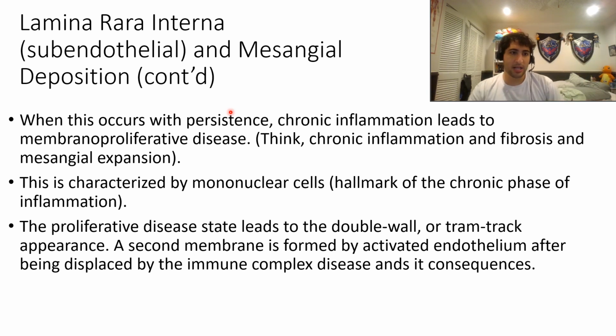And you'll see mononuclear cells. On the last slide, you saw a polymorphonucleocyte. But what you'll see later on, especially later on, is going to be mononuclear cells. And we'll see how it's going to be a bit different on the next one. So this state, when you've had non-stop mesangial expansion for a prolonged period of time, with lots of inflammation and fibrosis, what happens is that a second membrane is formed by the activated endothelium. So you have immune complex disease that displaces the endothelial membrane, and then you have a second membrane that forms. You have one membrane and then a second membrane.